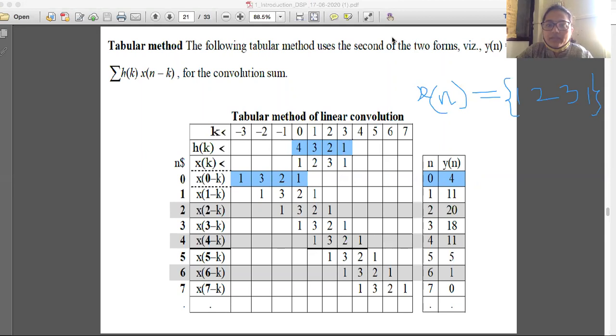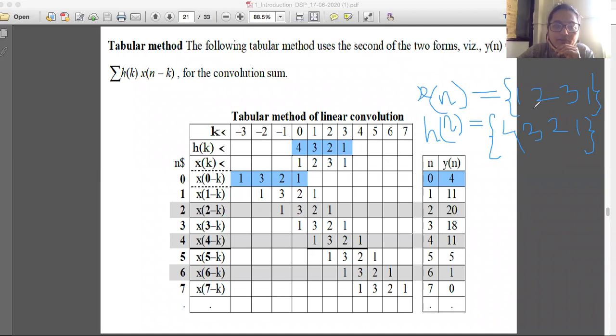Similarly, I have a second sequence h of n. Two sequences I have considered: one is the input sequence, another one is the impulse sequence. So the impulse sequence h of n is 4, 3, 2, 1. This is my second sequence, which we are calling the impulse sequence.